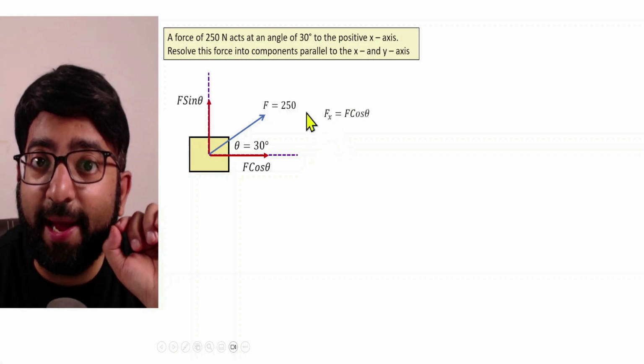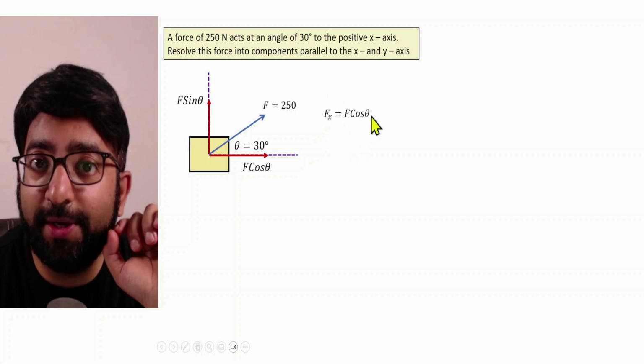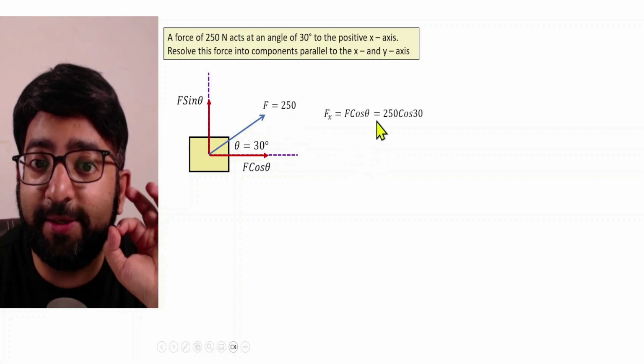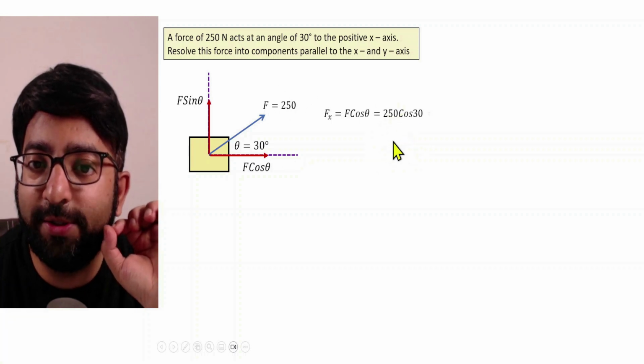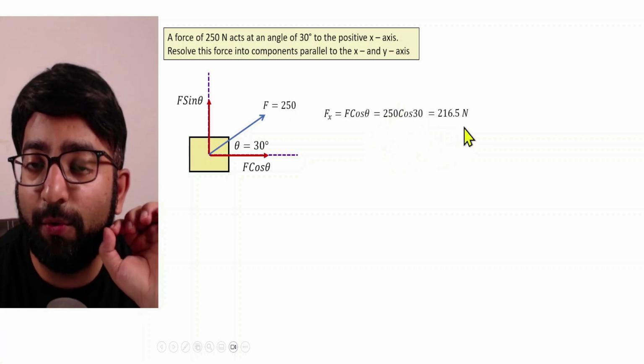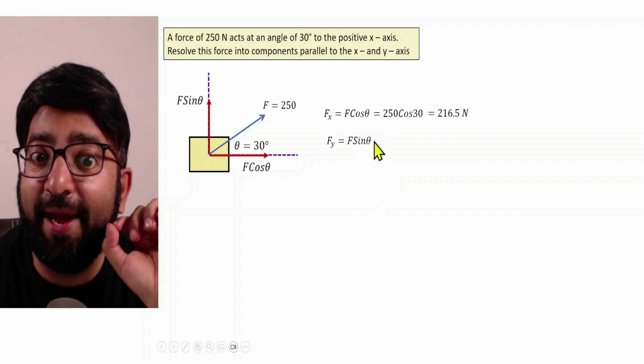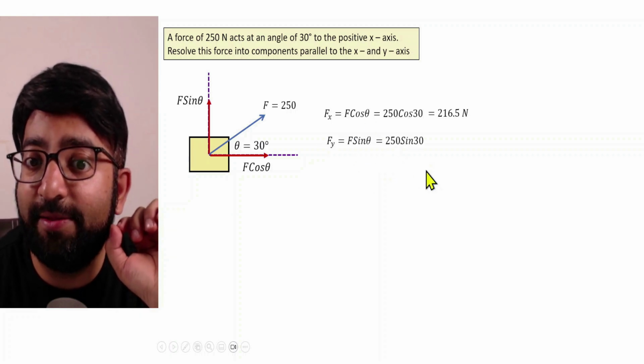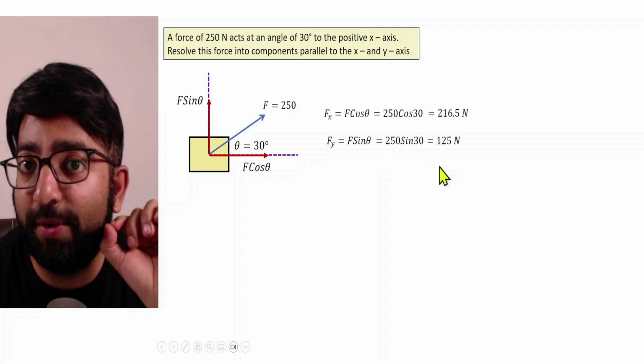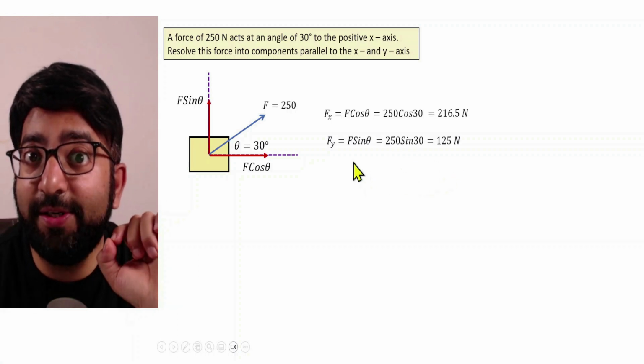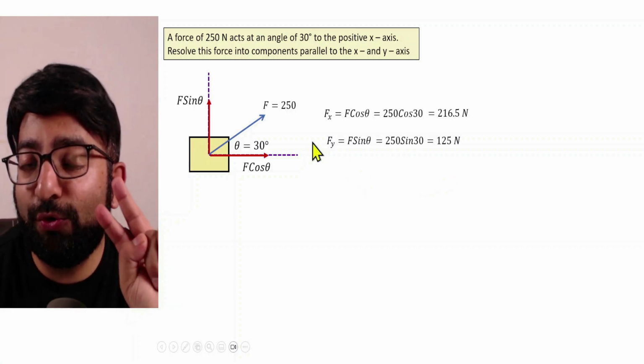So Fx, the x component of force, is F cos theta. The magnitude of force is 250 and the angle is 30 degrees. So the x component will be 250 cos 30, which is 216.5 newtons. And the y component will be F sine theta. So 250 sine 30, and we get 125 newtons as the answer. And that is how we resolve a particular vector into its two components.